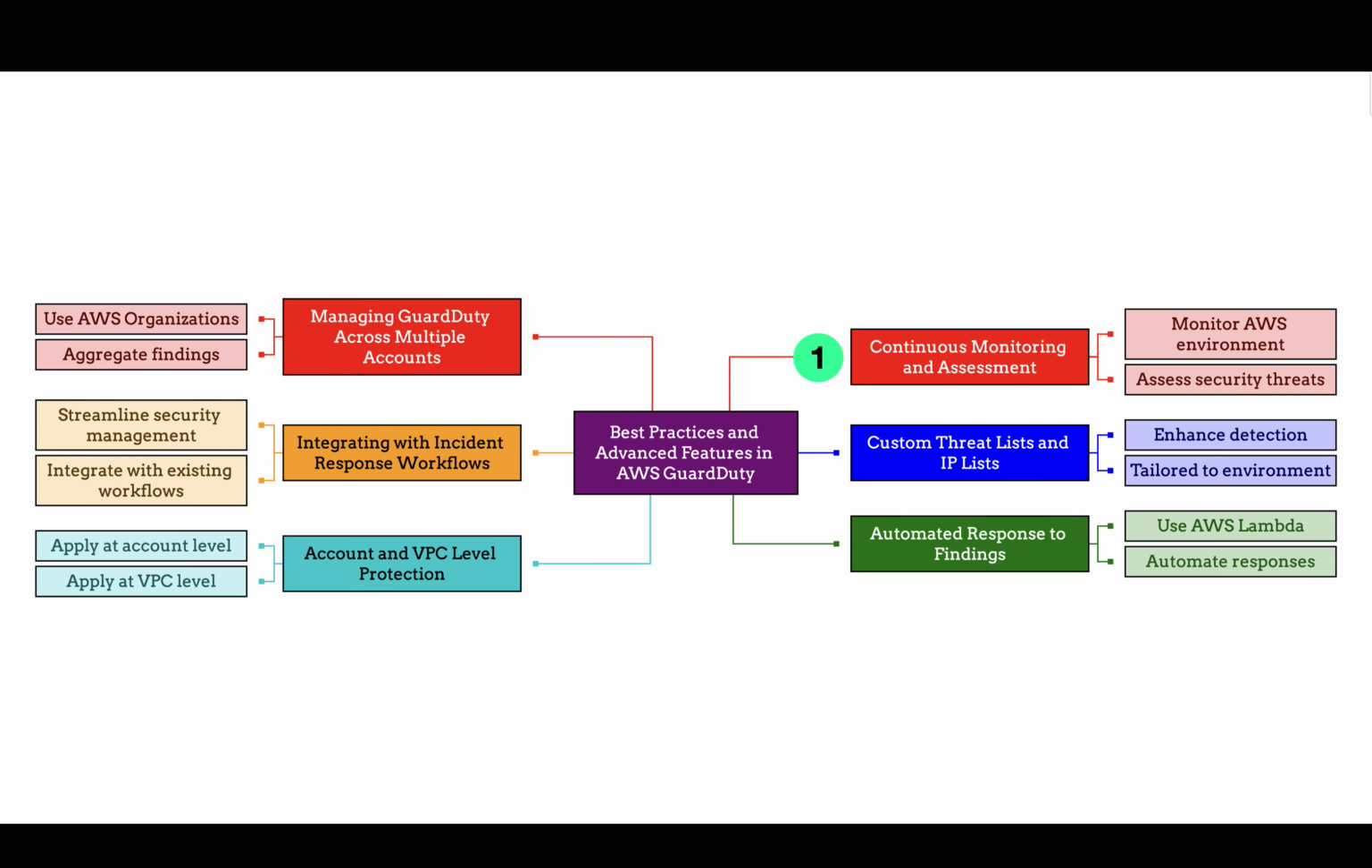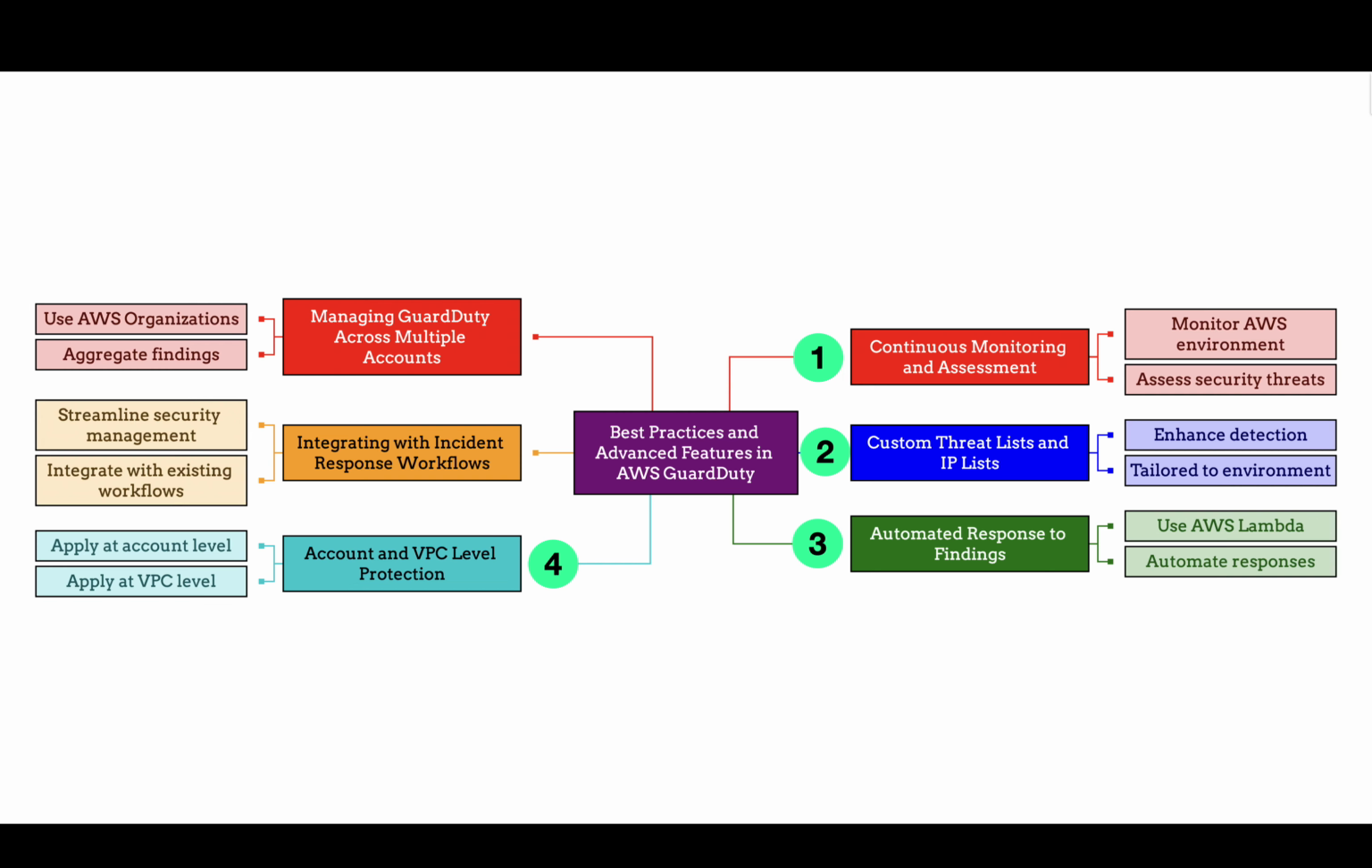Best practices and advanced features in AWS GuardDuty. 1. Continuous monitoring and assessment. Keep GuardDuty enabled to continuously monitor and assess your AWS environment for security threats. 2. Custom threat lists and IP lists. Utilize custom threat lists and trusted IP lists to enhance detection tailored to your specific environment. 3. Automated response to findings. Leverage AWS Lambda and other automation services to respond to GuardDuty findings automatically.